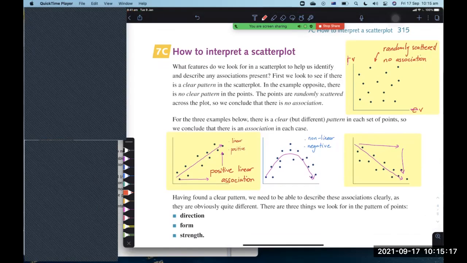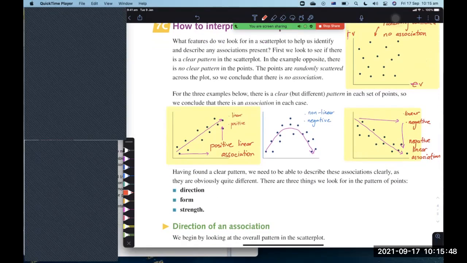So we can say that here is a linear, because you can see that it follows a line. The pattern follows a line. And it's a negative because it's going down. So if we want to summarize this in a statement, we can say it's a negative linear association. When you have an association, you're relating two things together. Okay, so it's just understanding the pattern at the moment.